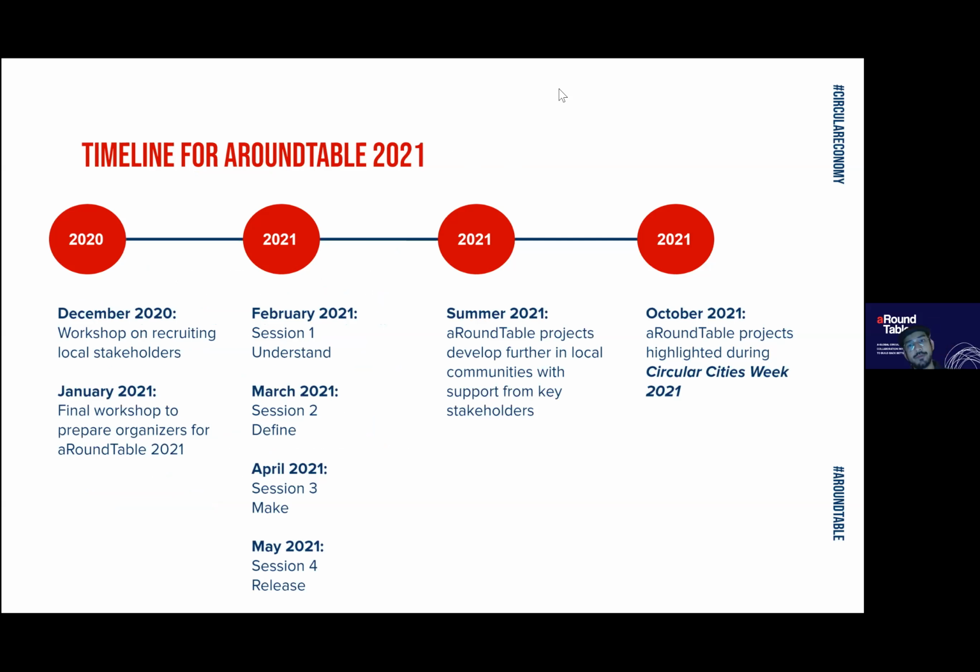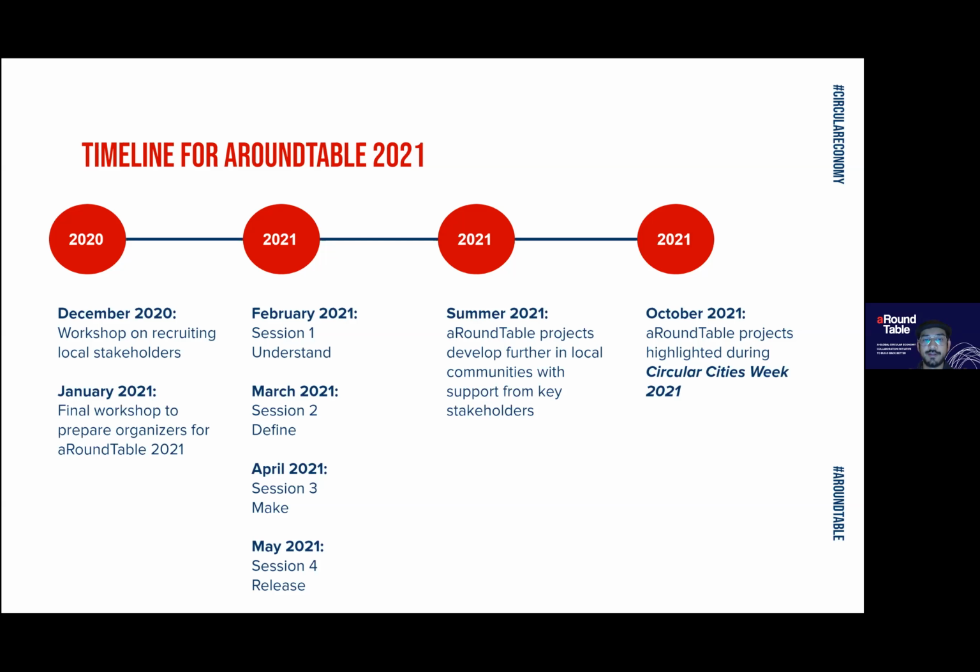And I also wanted to share with you an overview of the timeline for aRoundTable. We're planning to have one more workshop next month, on understanding how to recruit various local stakeholders and potentially engage with key decision makers in the city. Next year in January, we'll try to have another session in order to reconvene anyone who's interested in participating and organizing in a roundtable. And we're planning to kick off this process with the different sessions in February of next year.